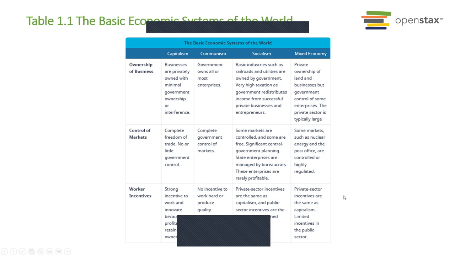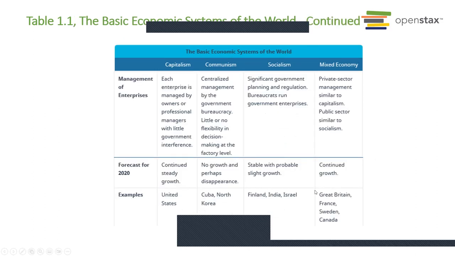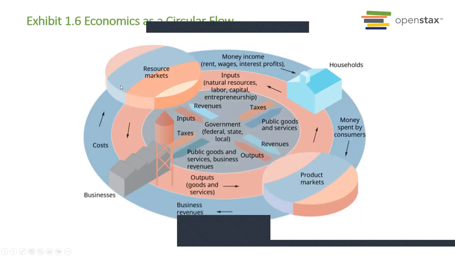Take a look at this chart. It's also in your textbook. It's a continuum of systems of management of enterprises, comparing capitalism, communism, socialism, and mixed economy, and a forecast of 2020, right? It'd be interesting to see what the forecast is for 2022 and beyond. And here's a circular flow chart related to economics and how these arrows intertwine between inputs and outputs and the resource market versus the product markets.